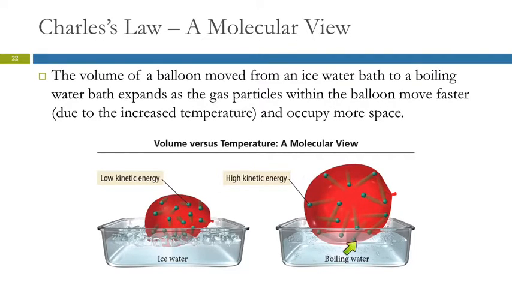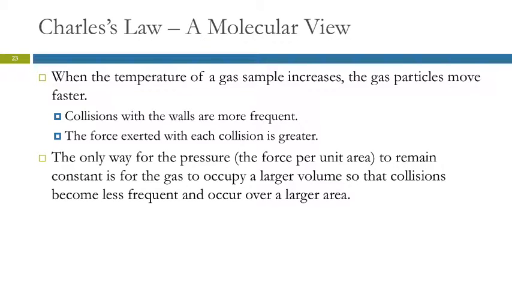You stick that same balloon into boiling water, the molecules heat up, they move faster, they're going to hit the walls more frequently, they're going to cause an increase in pressure, they're going to take up more space. So the volume increases when the temperature increases. When the temperature increases, the gas particles move faster. We have more frequent collisions, and the force exerted with each collision is larger. If the pressure is going to be constant, and that's what Charles' law says, we're going to hold the pressure constant, then the only way for that to happen is for the gas to be allowed to occupy a larger volume.